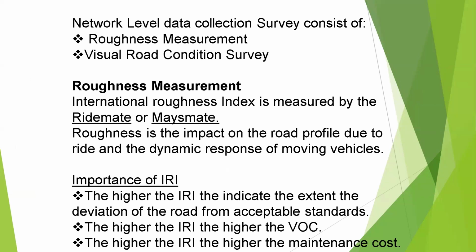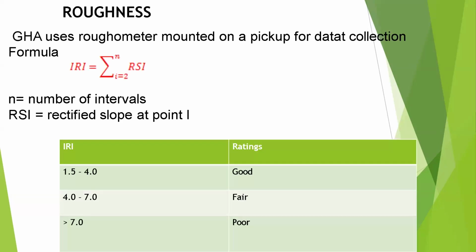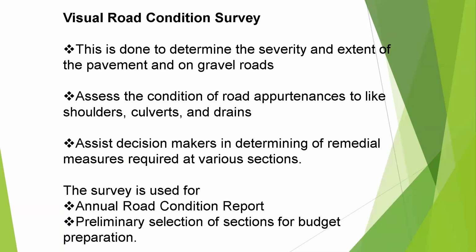So prior to their going, we give them these same sections, then they'll use that one to do the same data collection. So we have the roughometer, and this is just a simple equation that tells you that if roughness is between 1.5 to 4, it means it's good, and it's fair between 4 to 7, and if it's greater than 7, then it's poor.